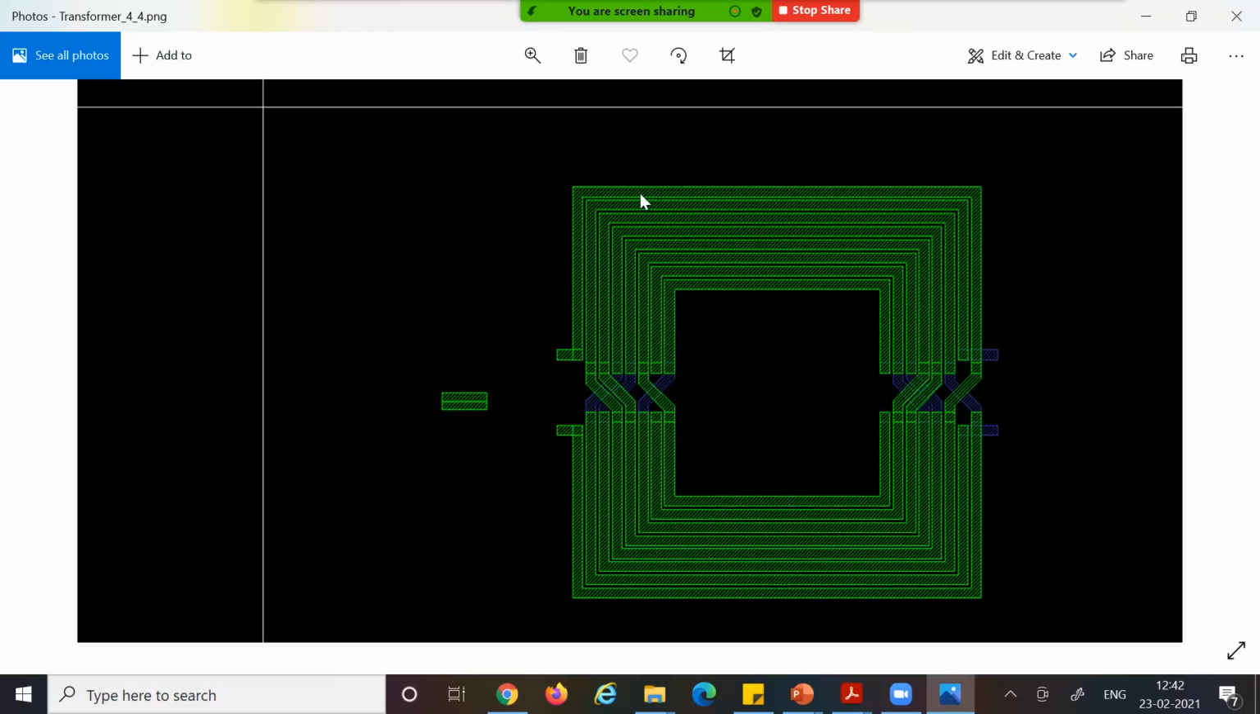See, this color is metal 8 and this color is metal 7. No other metal has been used. Okay, sir, why are there some open ends? Yes, there are some open ends actually. Not open ends, this is where it connects. Okay, this is the input port, between, sir. It's the second one from the inner side.